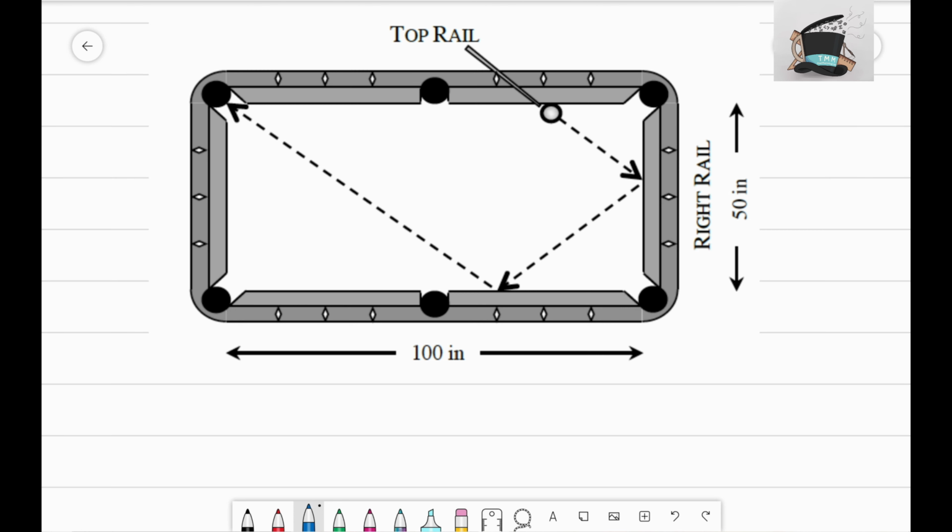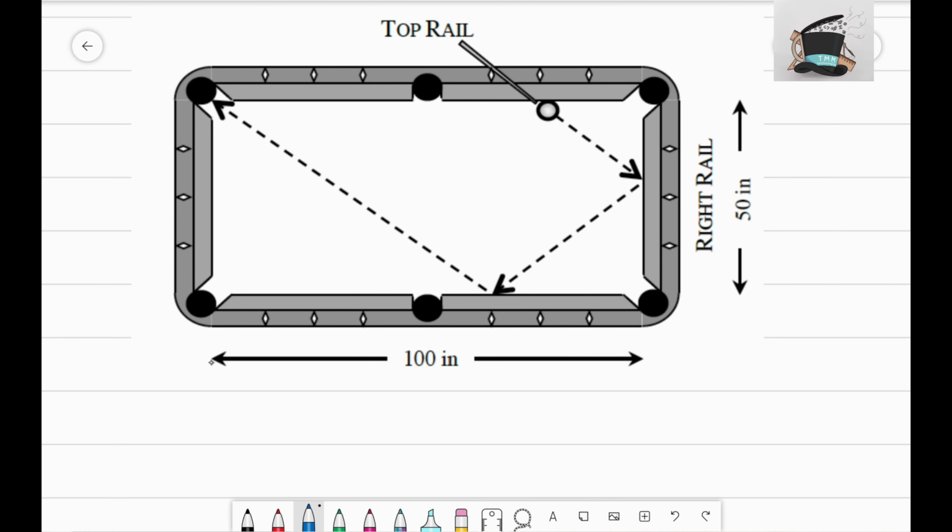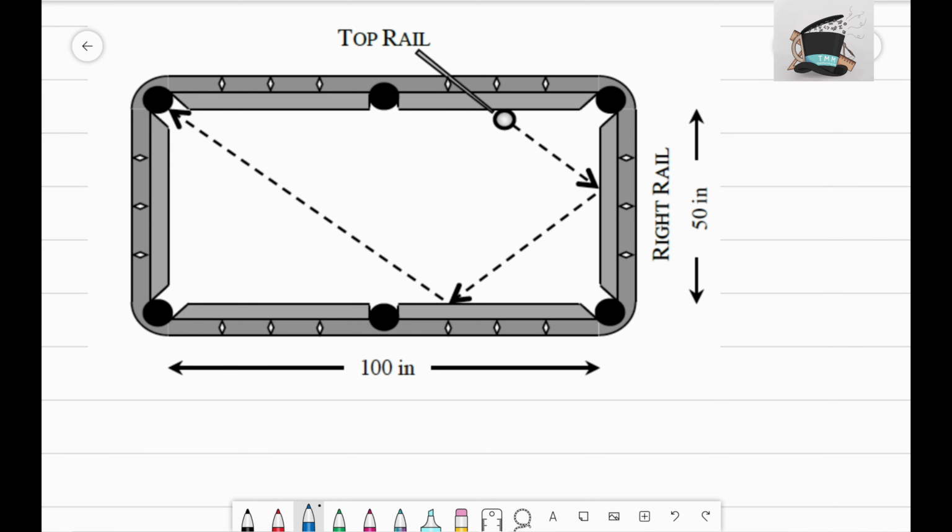So we have our pool table here. And as you can see, the pool table is 100 inches long by 50 inches wide. Okay. And we have our pool ball here. It gets hit and it banks off the right side, banks off the bottom side, and ends up making its way into our top left pocket. Okay. And so what I want you to understand is that there are a lot of geometric properties happening when you shoot a pool ball across a pool table.